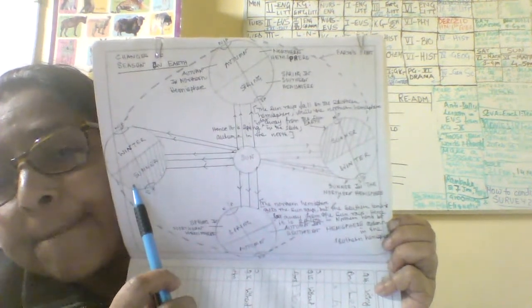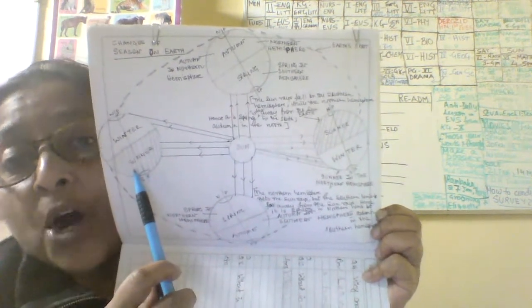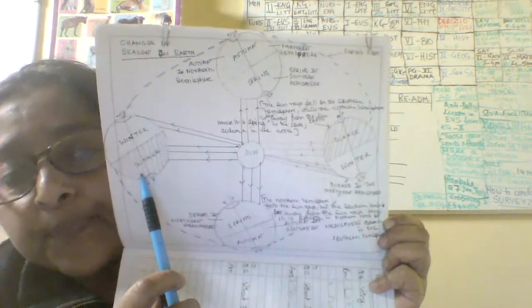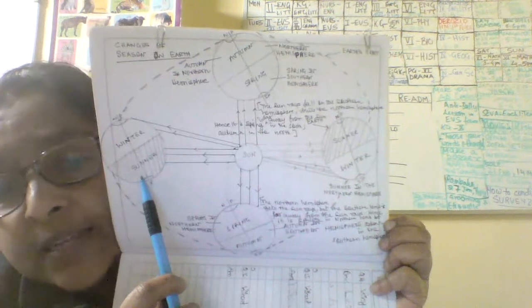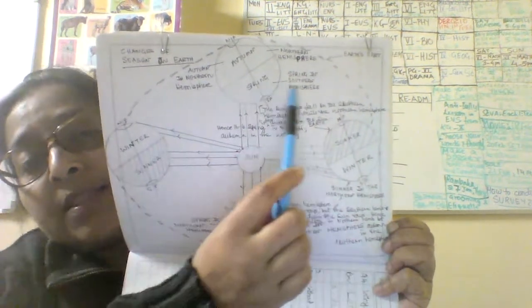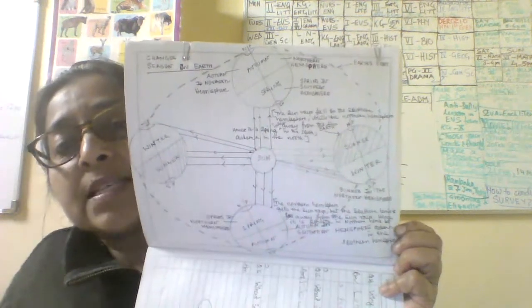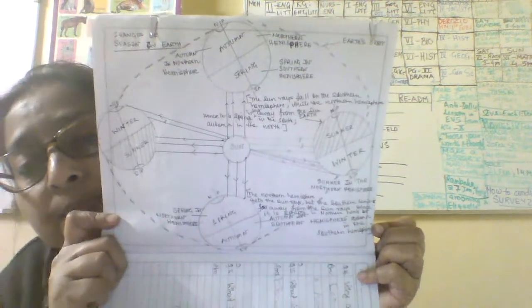Okay? It is summer over there, lovely summer. Or they might be also going to some hill station to beat the heat. Okay? So this is how seasons take place on the surface of the earth.